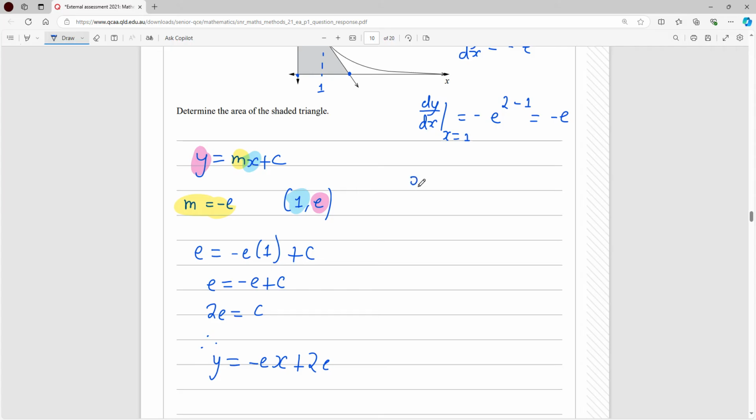So the x-intercept on your tangent line is when y is equal to 0. So you have 0 equals negative ex plus 2e. Move the 2e to the other side, so it's negative 2e equals negative ex. Divide by e, or actually negative e on both sides.